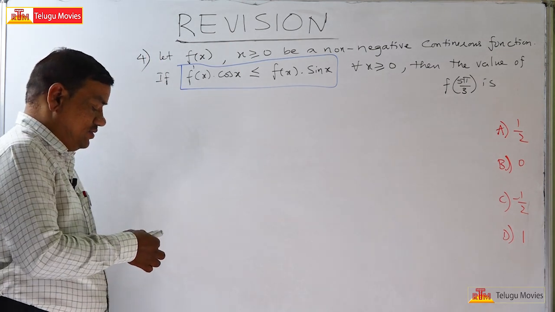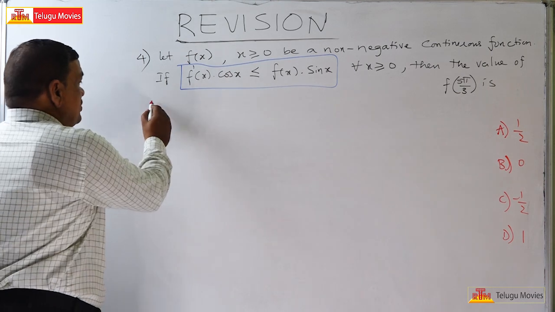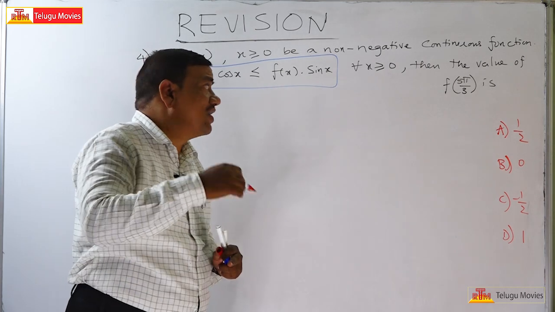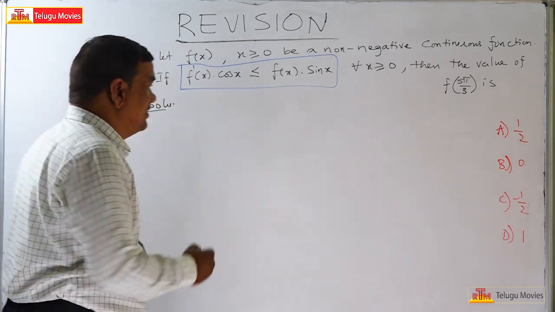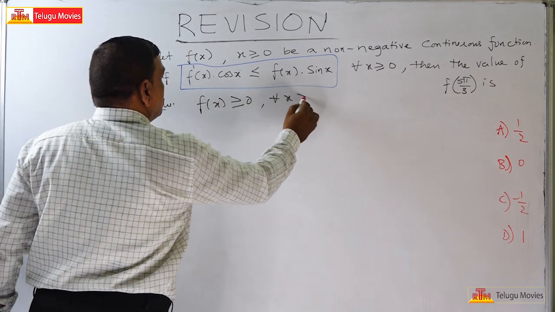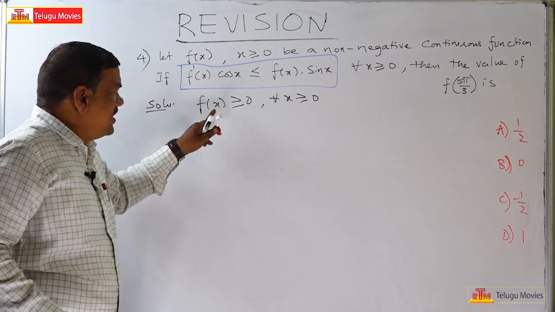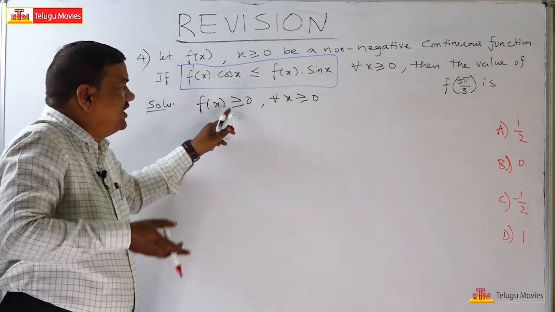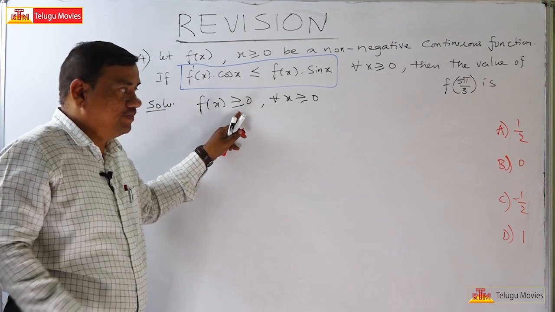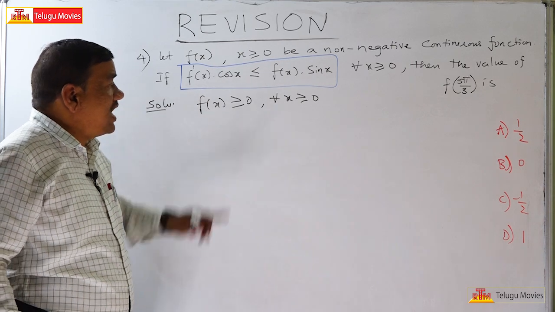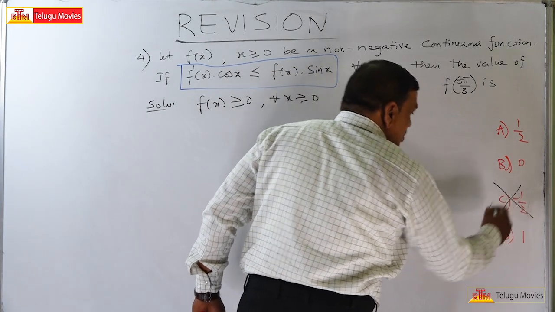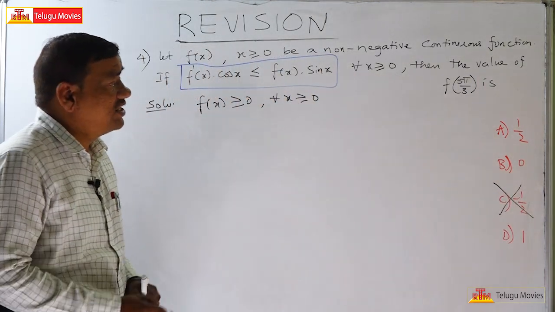First thing, solution, see here. First it is given that f of x, where x greater than or equal to 0, is a non-negative continuous function. That means f of x is greater than or equal to 0 for all x greater than or equal to 0. Whatever x value you substitute here, it is non-negative, either 0 or positive. So whatever the answer is, it should be either 0 or more than 0. Therefore, option C is immediately wrong. So, your answer is either 1 by 2, 0, 1.